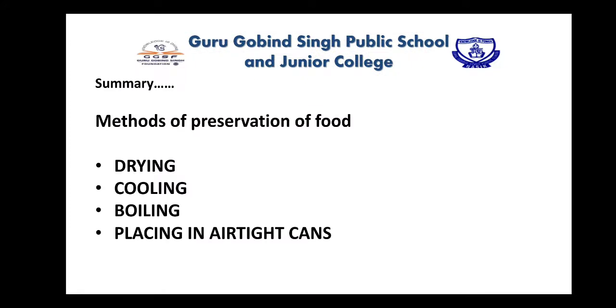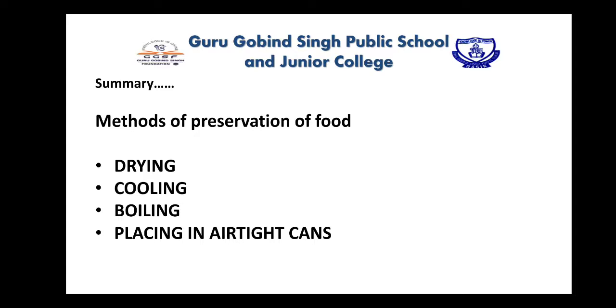So, in today's video, we learned about 4 methods of preservation of food. First one is the drying method. In this drying method, when we dry our foodstuff, whatever water content is in that food is lost and we can preserve our food for a long time. Second method we learned, that is cooling.